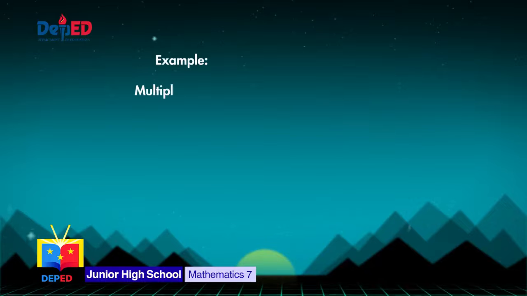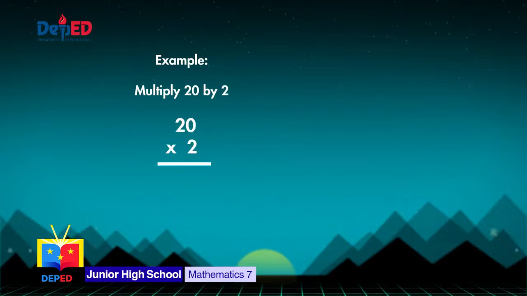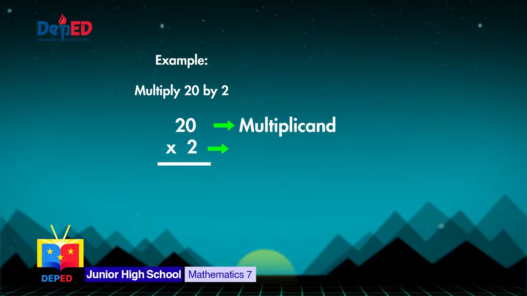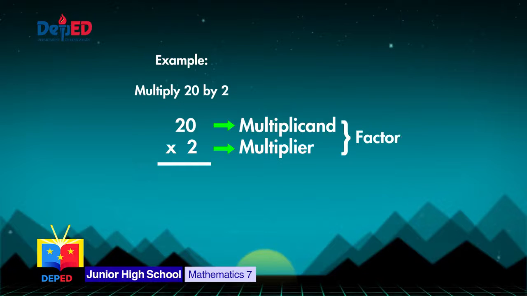For example, multiply 20 by 2. The multiplicand is 20. The multiplier is 2. The factors are 20 and 2. And our product is 40.